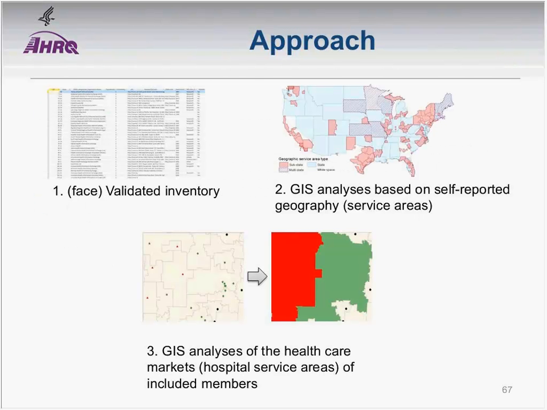Now, I'm going to go through these steps in detail, but this is just an overview. To answer these questions, I first created an inventory of HIOs in the U.S., and we tried to face validate it. I did a GIS or mapping analysis based on the areas the organizations said they served, their self-reported geographies, and then I looked at the healthcare markets they actually served.